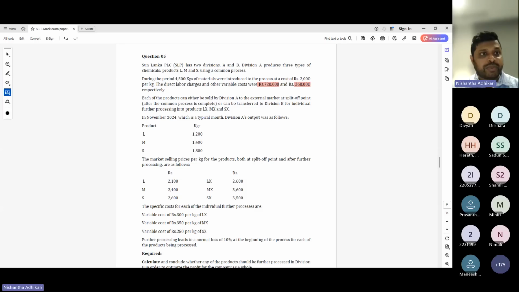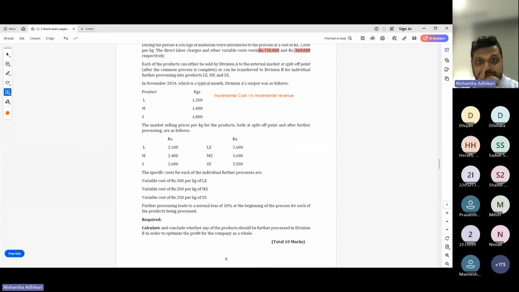Always remember, keep remembering, it has to be incremental cost versus incremental revenue. Incremental cost and incremental revenue are to be compared. It has to be compared like this.